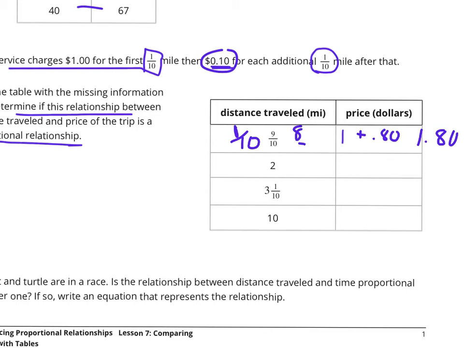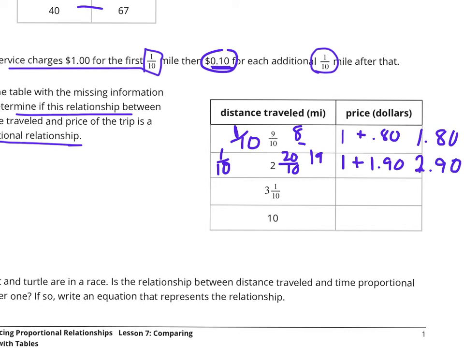Now, if we're riding 2 miles, again, we have that first tenth of a mile, which leaves us with, let me think, 2 miles is 20 tenths of a mile. So that's going to leave us with 19 tenths that we still have to pay for. 19 tenths at 10 cents each would be $1.90 plus that $1 that we paid to begin with. So for a total of $2.90 if we drive 2 miles.